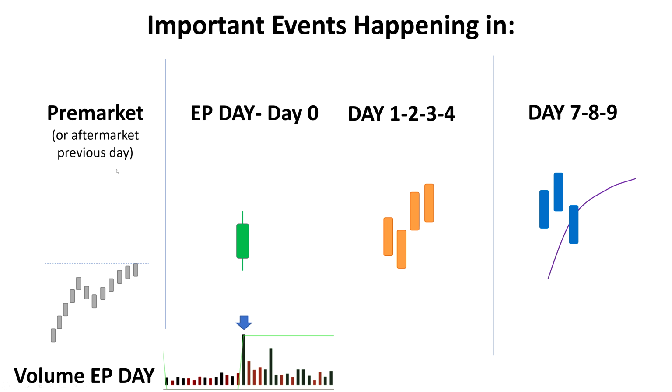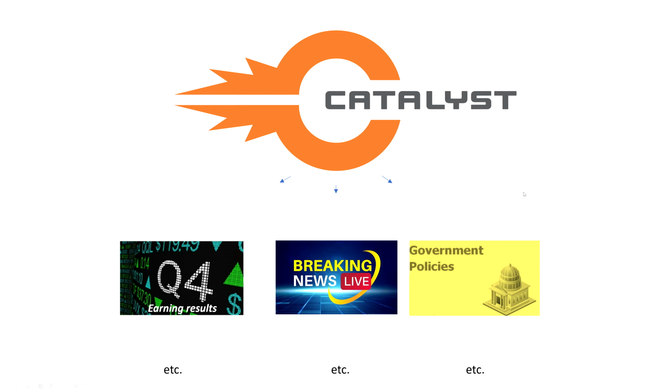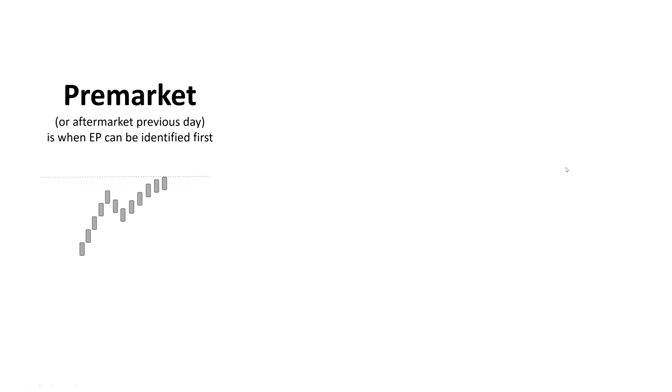And in the next slides, I will try to go one by one in each of these points to show you what I saw based on these statistics and after summarizing the data. Of course, all starts with the catalyst. That could be earning results, breaking news, government policies. The catalyst for the EPs in most of the cases is in post-market or pre-market. And this is where you can start seeing the EP.